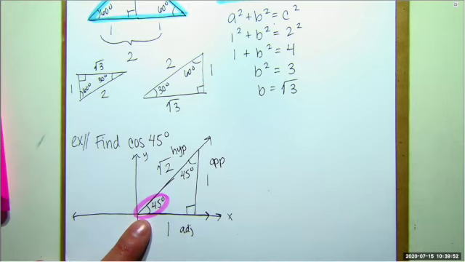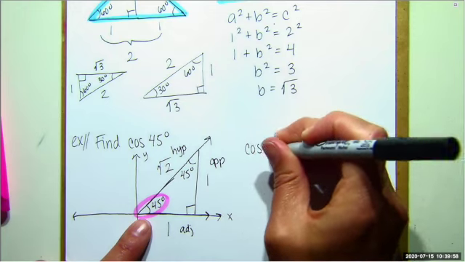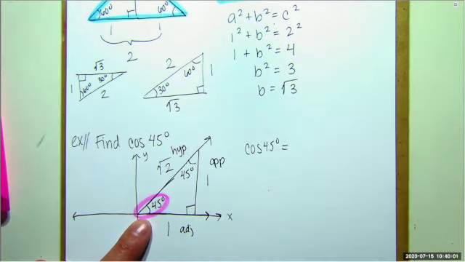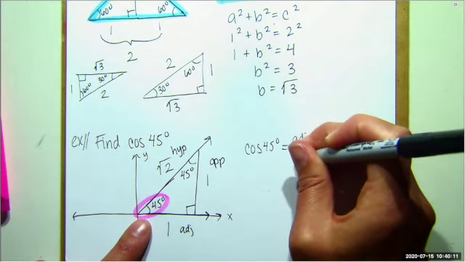Okay. Now that we have our triangle labeled, our final step here is to answer the question. So we are asked to find cosine of 45 degrees. So what we want to do is think SOHCAHTOA. So SOHCAHTOA tells us that cosine is adjacent over hypotenuse.